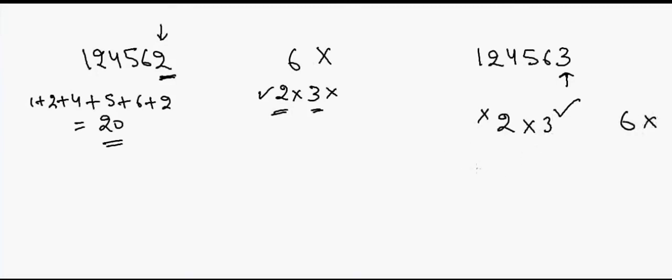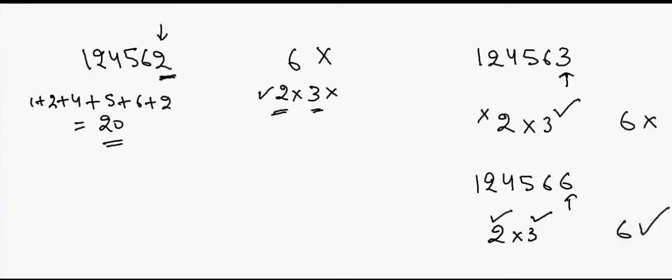Another modification we can make is to add another 6 here. So if I have 1 2 4 5 6 6, then this is both even, and the sum is still divisible by 3. It passes the test both for 2 and 3, so therefore it should be divisible by 6. That's how we do the test for divisibility by 6.